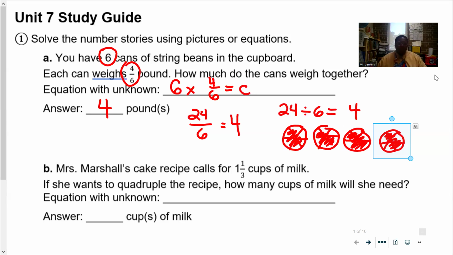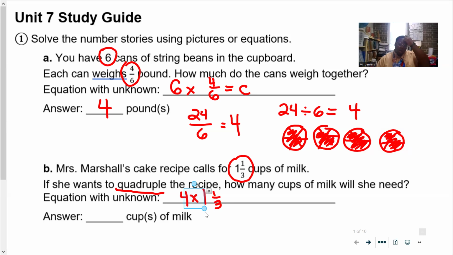All right, now this next one says Miss Marshall's cake recipe calls for 1 1/3 cups of milk. That's a mixed number. She wants to quadruple her recipe, so how many cups of milk will she need? Now, in this equation, I don't have any other numbers other than 1 whole and 1/3, but if you notice, it says to quadruple the recipe. Remember, quad means 4. So when you quadruple something, you are multiplying it by 4. So I'm going to do 4 times 1 1/3. I've got a whole number times a mixed number.